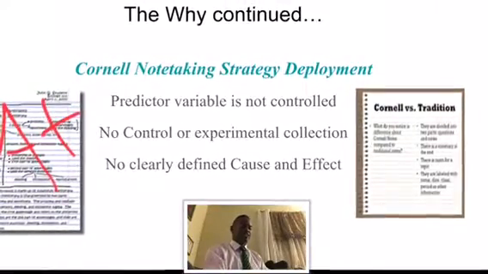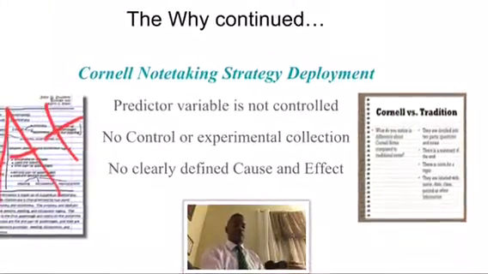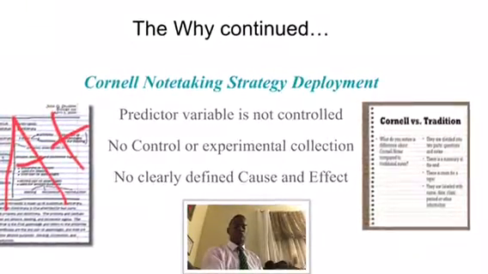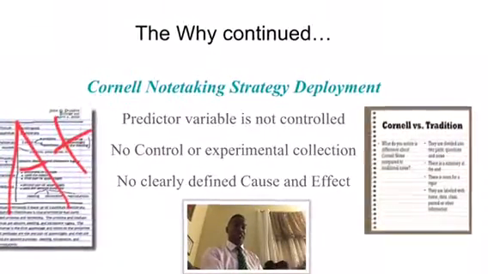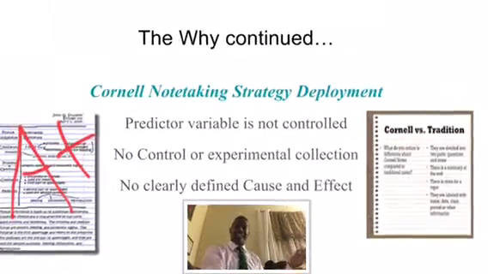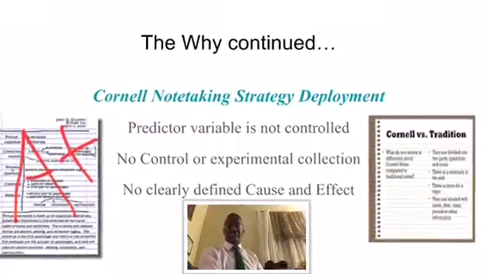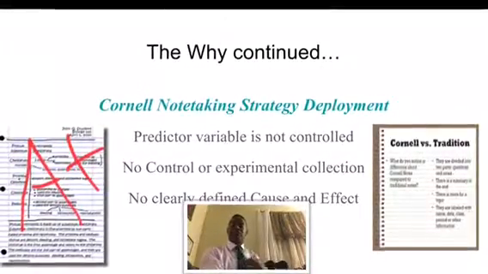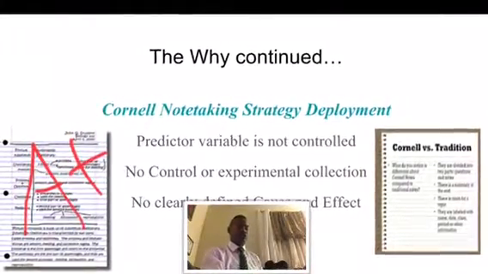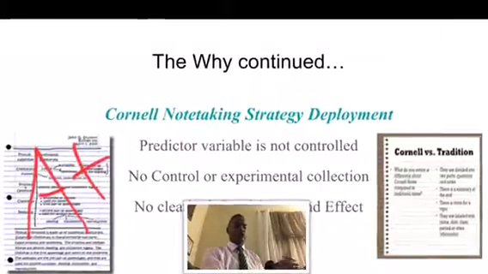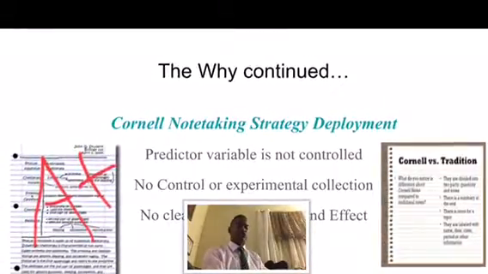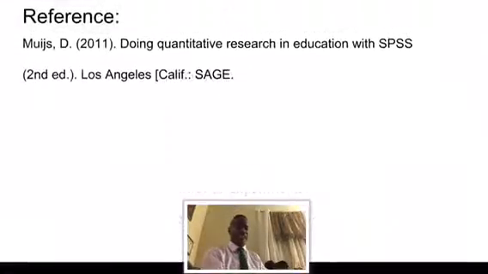Non-experimental. My AVID or Cornell note-taking strategy was considered non-experimental because we have no predictor variable that we can control, or the subjects. They can't go in and out of their ethnicity or their socioeconomic status. It's not up to the researcher to control. There's no control or experimental collection of individuals. And then there's no clearly defined cause and effect.